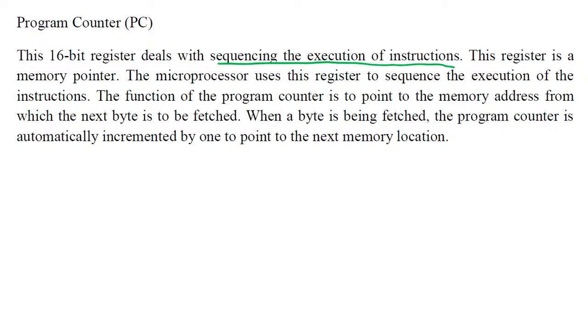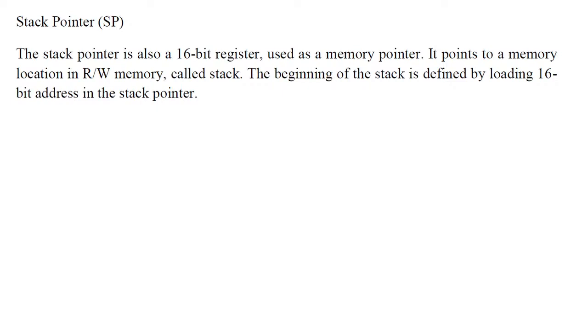If the program counter is jumping from one location to another, then it is a transfer of control instruction. And if the program counter is pointing sequentially, then it is a sequential flow program. So the program counter always points to the next location. The stack pointer is also a 16-bit register, an address register used as a memory pointer. It points to a memory location in read-write memory called the stack. In the main memory we have some space for the stack, and the beginning of the stack is defined by loading the 16-bit address into the stack pointer. That means the memory location where the stack starts will be loaded into the stack pointer.